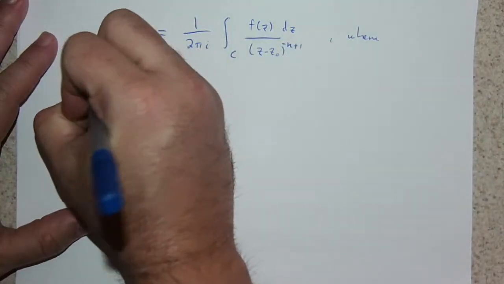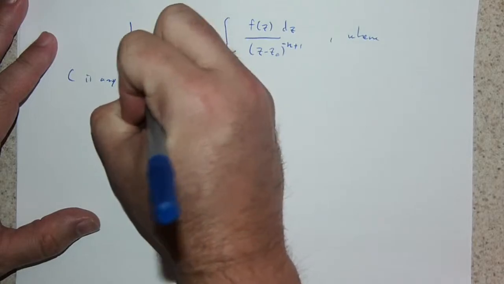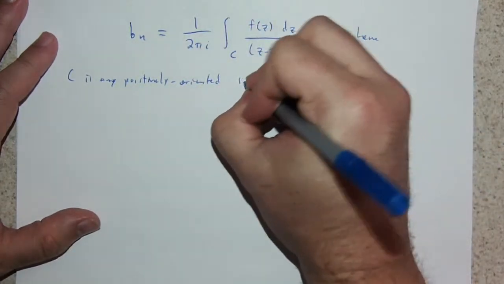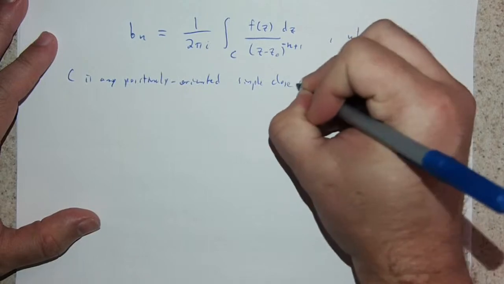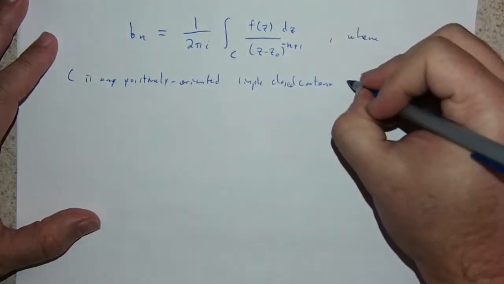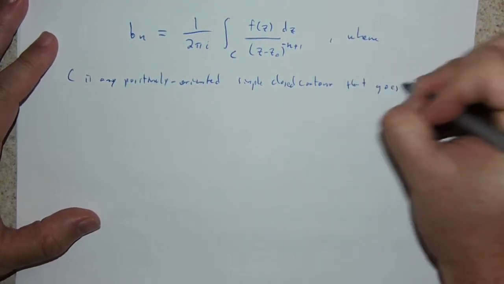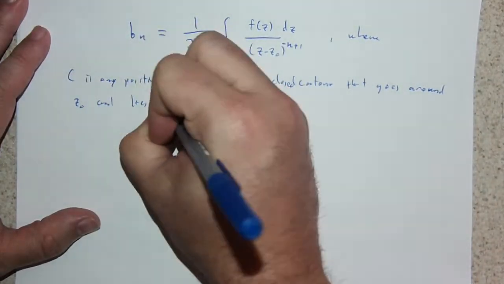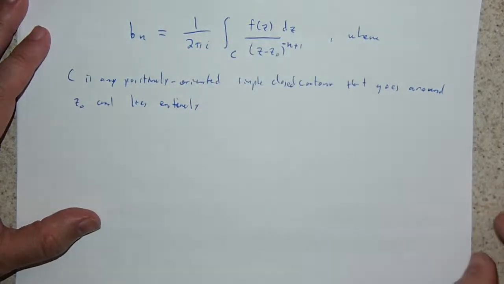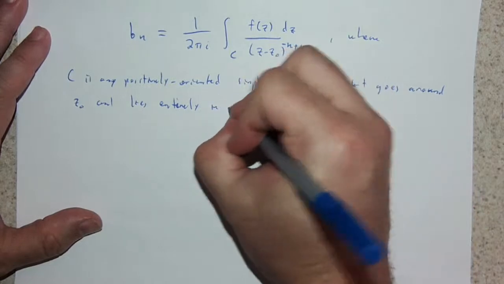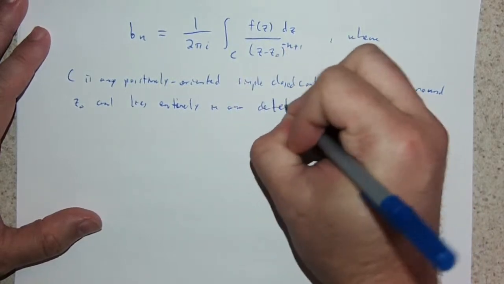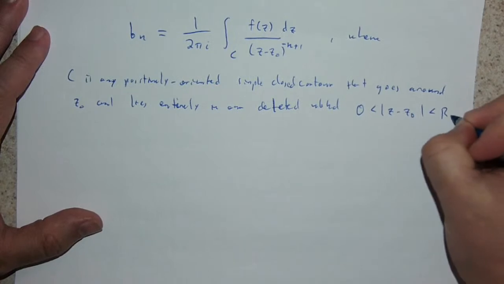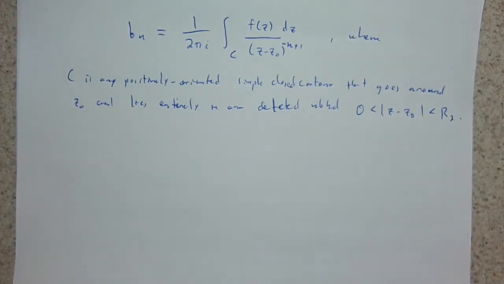So where C is any positively oriented simple closed contour that goes around z naught, and lies entirely in our deleted neighborhood where this Laurent series expansion is valid.